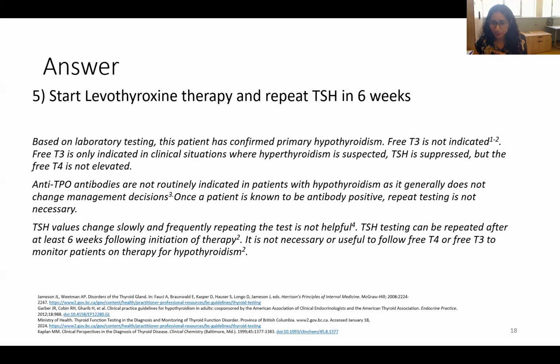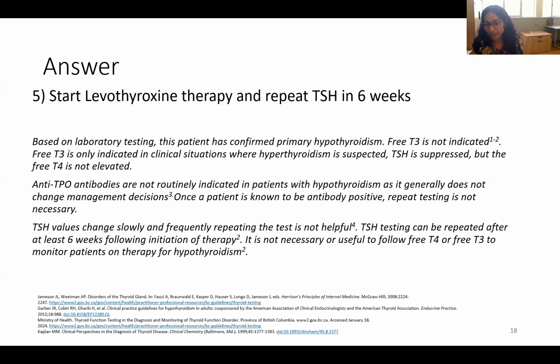The other thing is about when to recheck the TSH once you've started treatment. It's really important to remember TSH values change slowly. It takes a little bit of time for the body and the axis to retitrate and respond to the levothyroxine therapy that's been started. I've sometimes seen TSH testing ordered 1 or 2 weeks after starting treatment. You really should be waiting at least 6 weeks to see how the TSH has responded to the initiation of treatment.